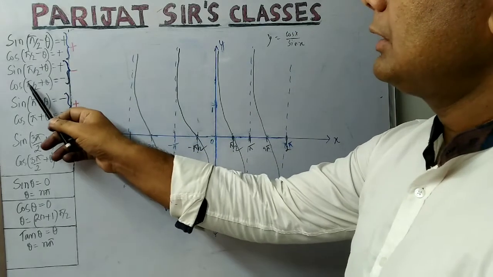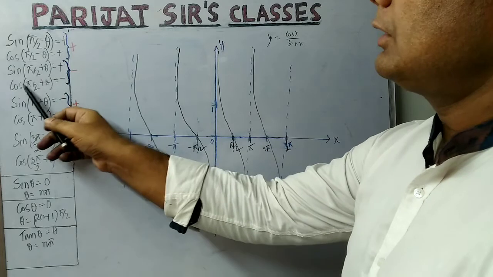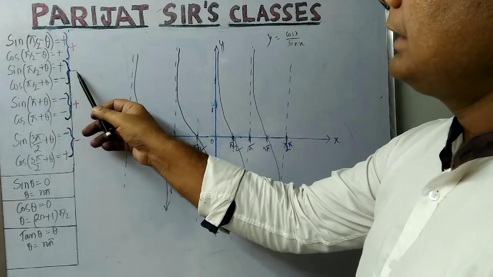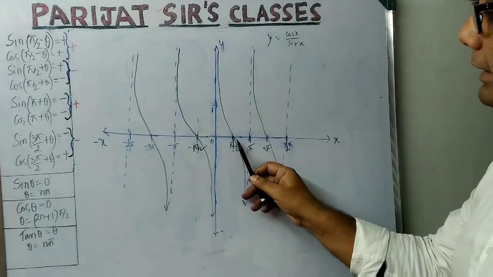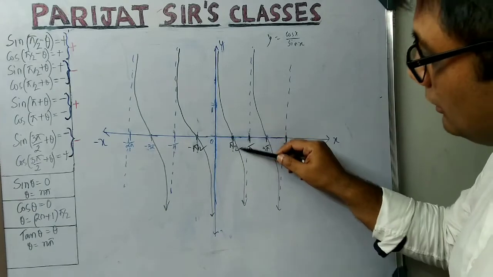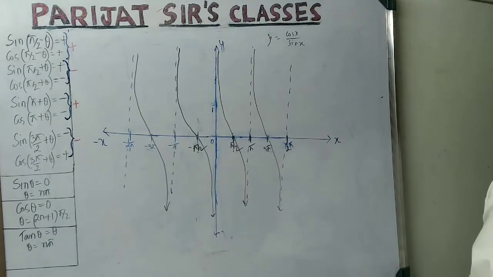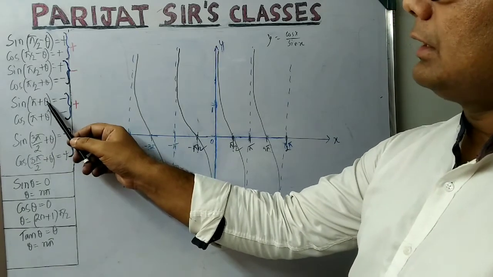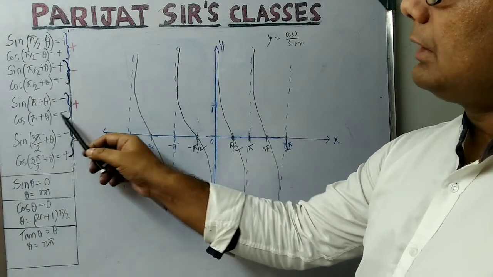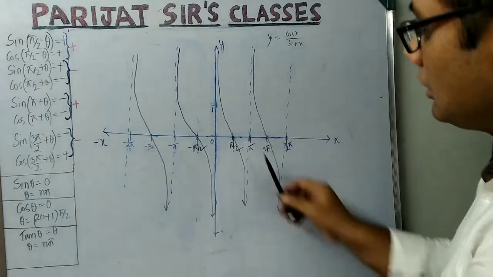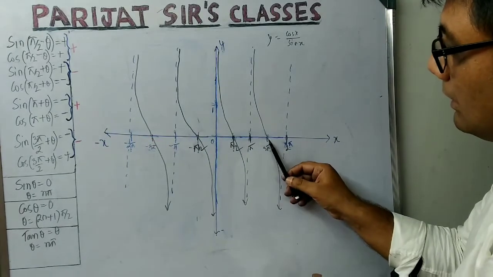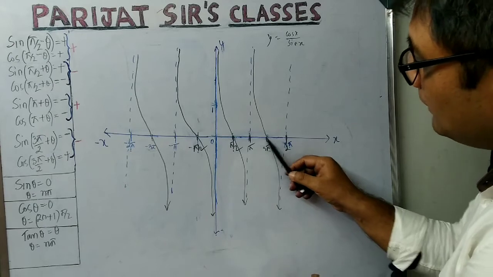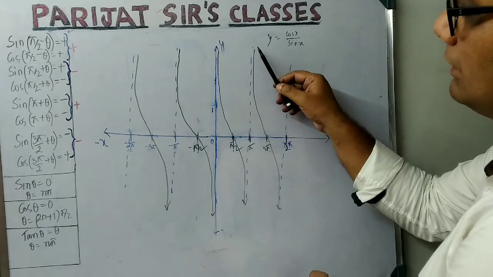Similarly, for pi by 2 plus theta, sin is positive and cos is negative, so the result is negative. If I take pi by 2 plus theta, the result is going towards negative infinity. Similarly, sin of pi plus theta is negative, cos of pi plus theta is negative, negative by negative is positive. So pi plus this region will be positive infinity.